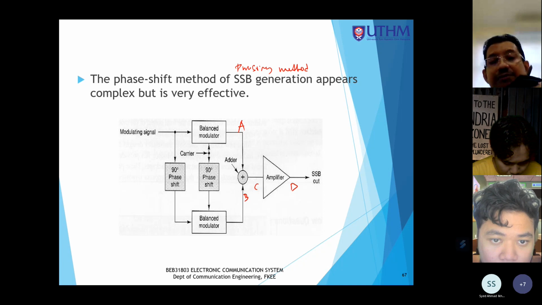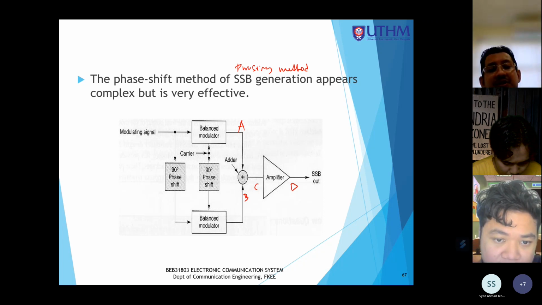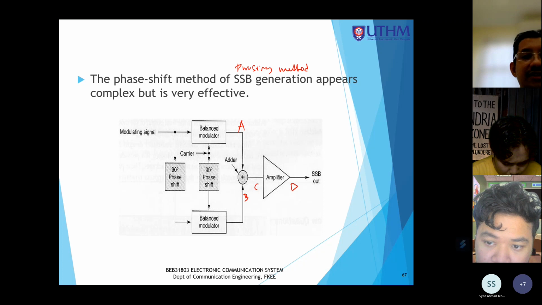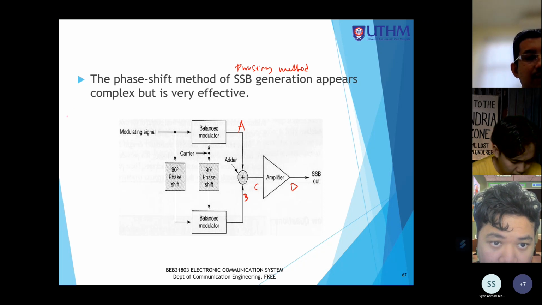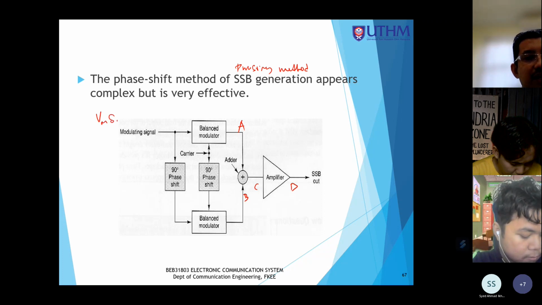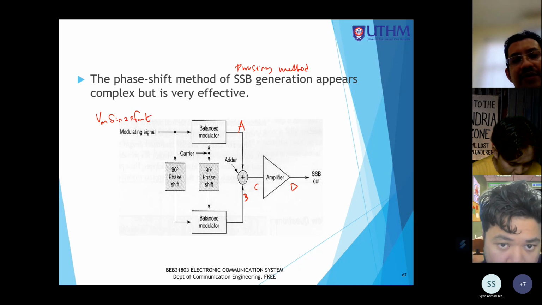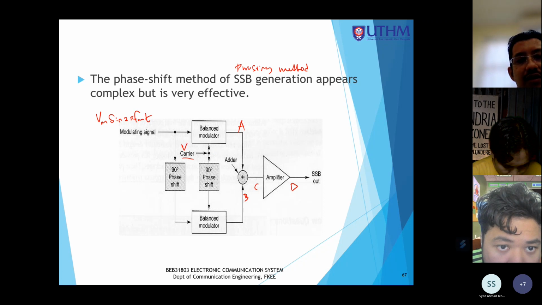Macam mana bentuk signal itu? Macam mana signal yang terhasil itu? So kalau you lihat di sini, saya tunjukkan di sini. Okay, so for example, kita punya VMT yang masuk sini adalah VM sin 2 pi FMT, the modulating signal. Okay, dan kita ada carrier di sini. So carrier di sini adalah VC. Ini macam yang kita belajar. VC sin 2 pi FCT.